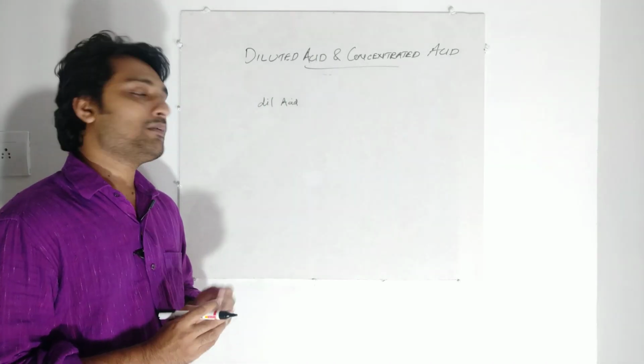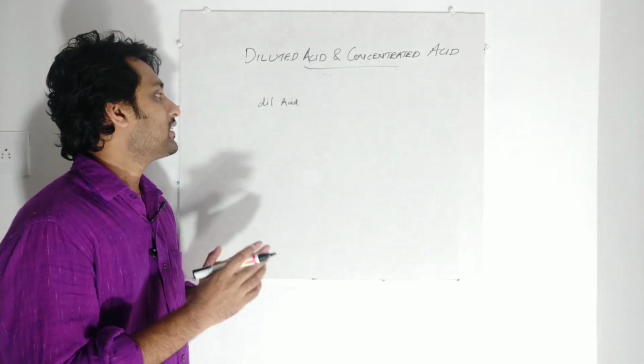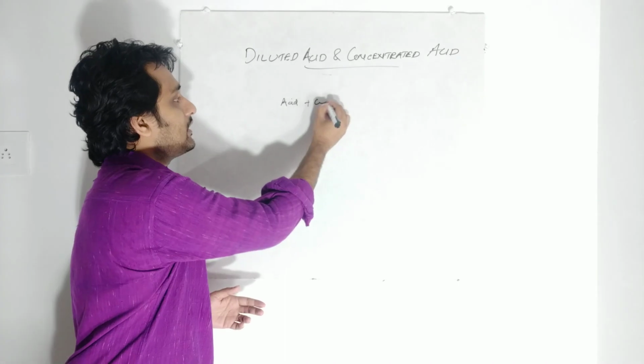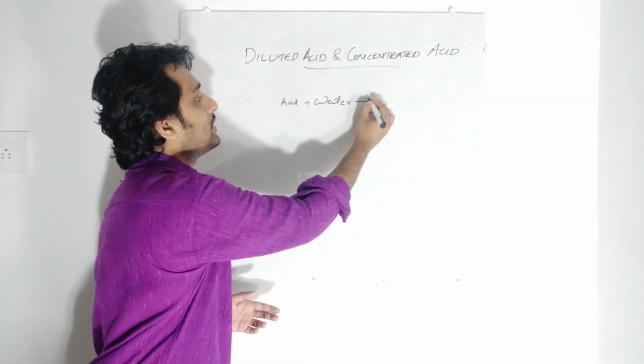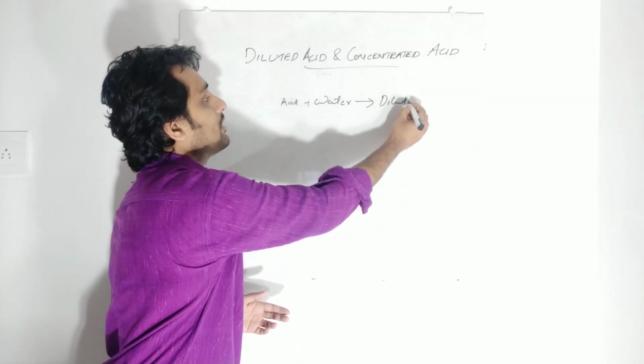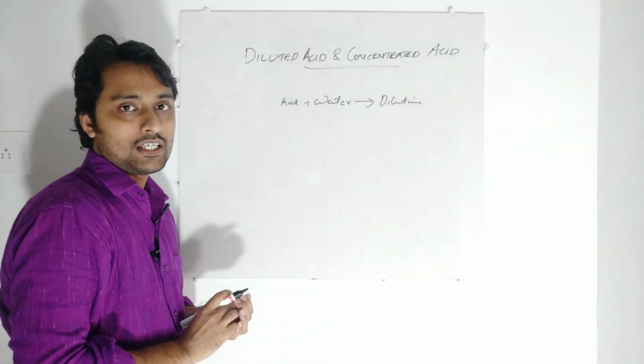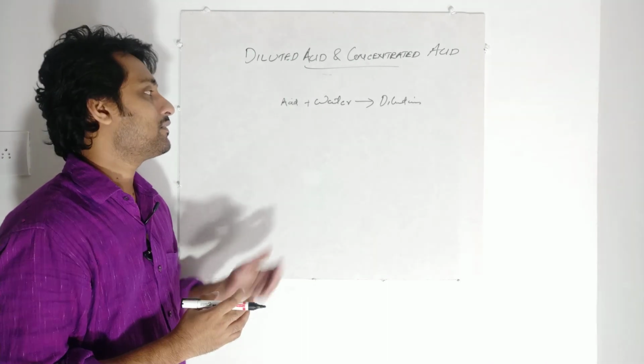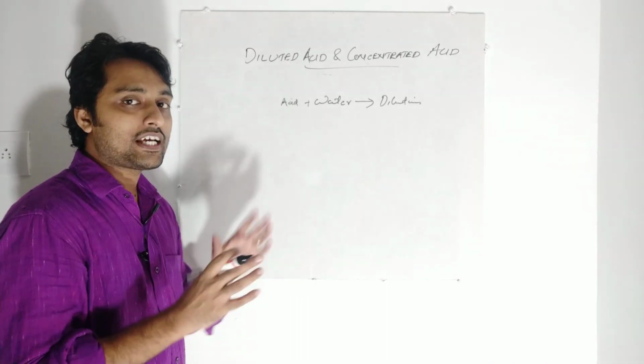The process of adding water into acid is known as dilution. Then how can we mix this acid and water? We want to do it very carefully.